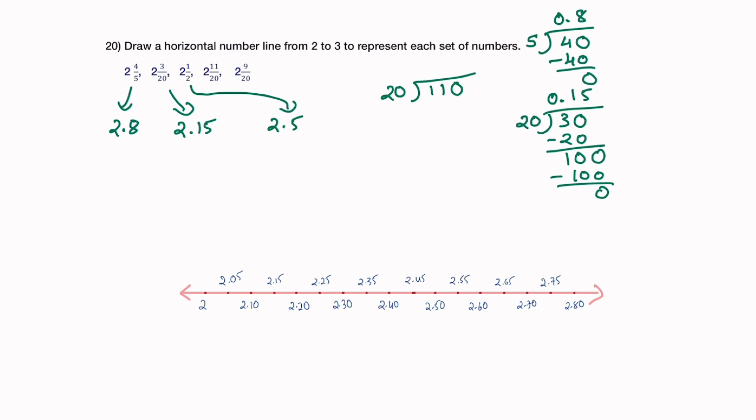It won't work, so we put 0 and a decimal there. 20 times 5 is 100. 10 is the remainder. Another 0, and that's again 5, and that's 0 there. So this number here becomes 2.55. And the last one we have is 9 divided by 20.